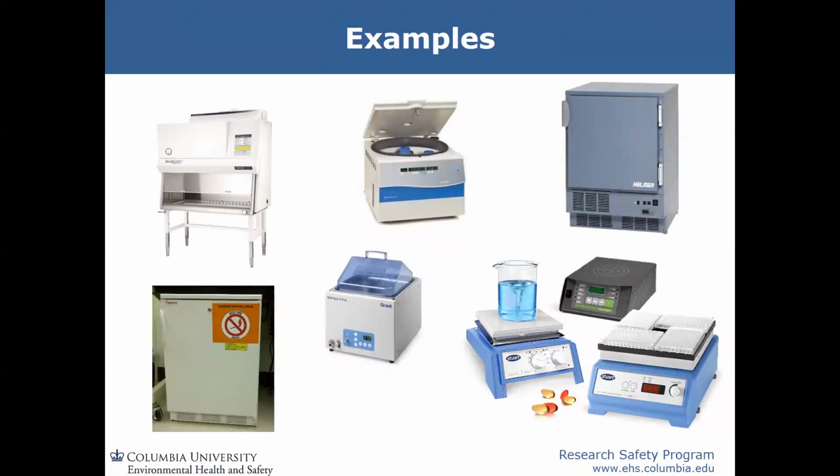Okay, so some examples of items that EH&S clears are the previously mentioned biological safety cabinets, freezers and fridges, centrifuges, and hot plates.